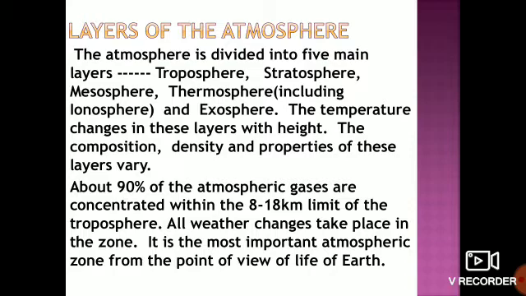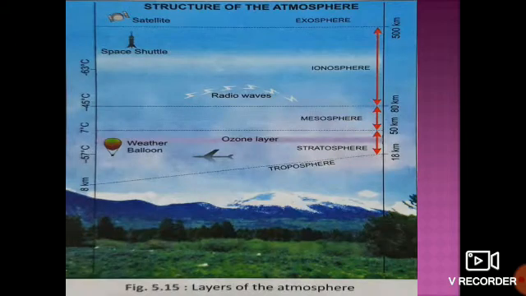Within the 8 to 18 kilometer limit, the troposphere is there. In the troposphere, all the atmospheric gases are there. All your weather changes take place in this layer only, the troposphere. It is the most important atmospheric zone from the point of view of life on the earth. See, this is your troposphere till here, 8 to 18 kilometers.